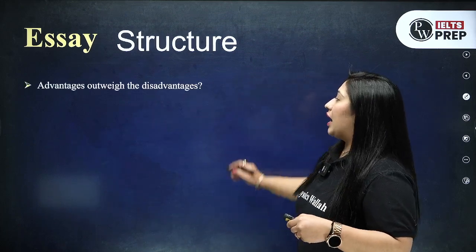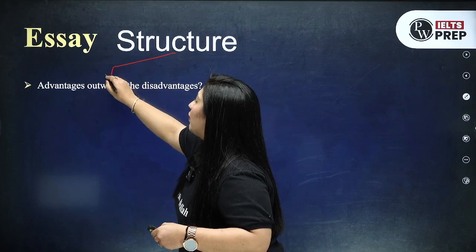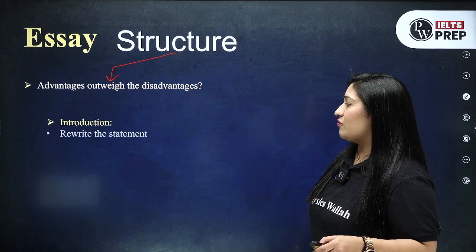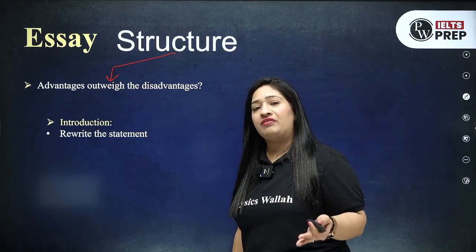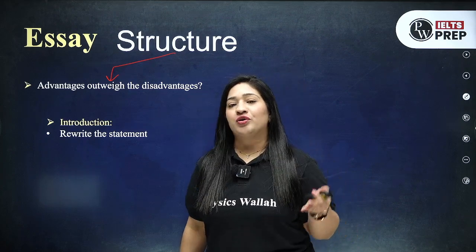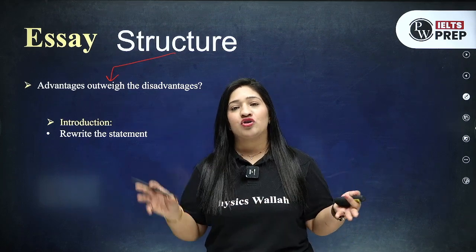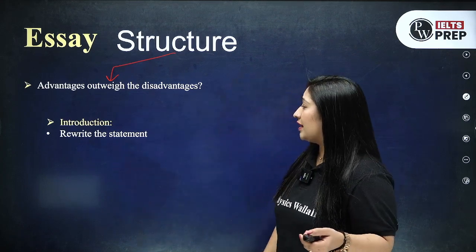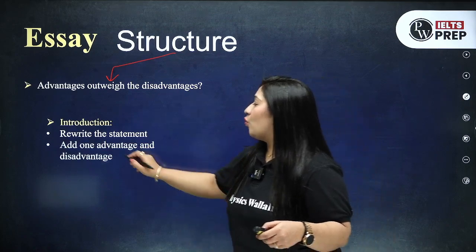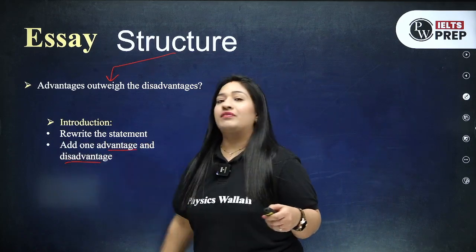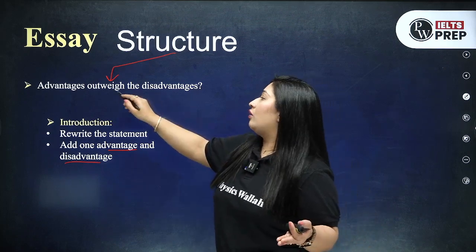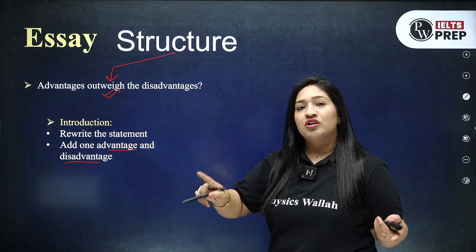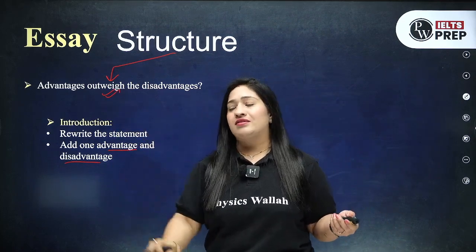The first thing, I'm talking about the structure when it is the outweigh type: the advantages outweigh the disadvantages. Let's see the introduction. Of course, you have to rewrite the statement without fail. All essays will ask you to start your introduction by paraphrasing the statement. So make sure you are introducing the prompt in your own language by rewriting the statement. Then you have to add one advantage and one disadvantage. Of course, the question is about how the advantages outweigh the disadvantages. I will tell you how you are going to prove this, but yes, in the introduction, make sure that you are writing advantages as well as disadvantages.